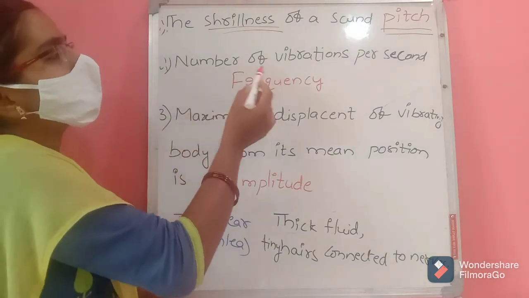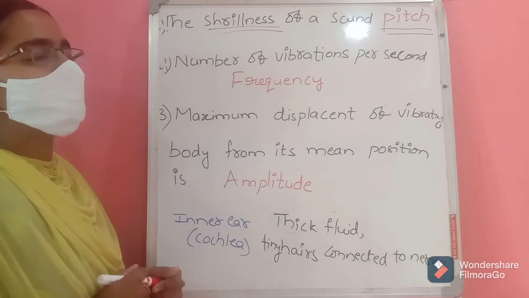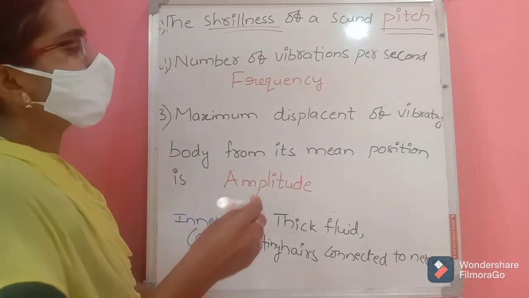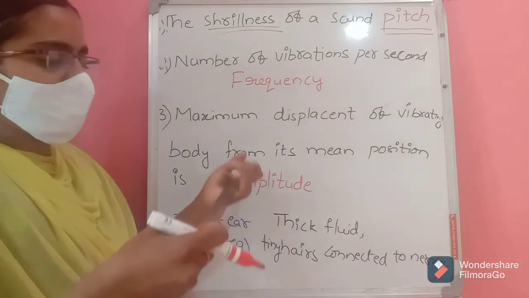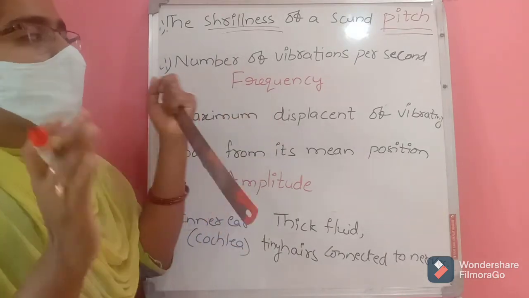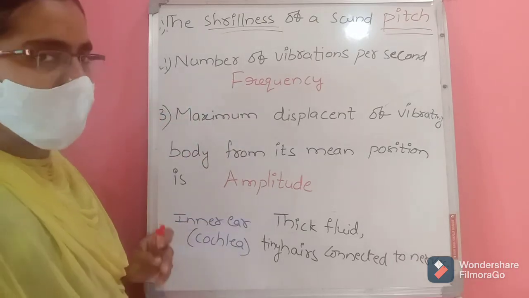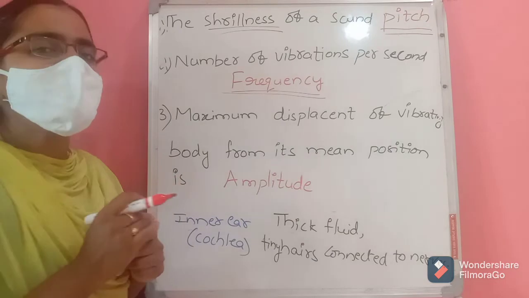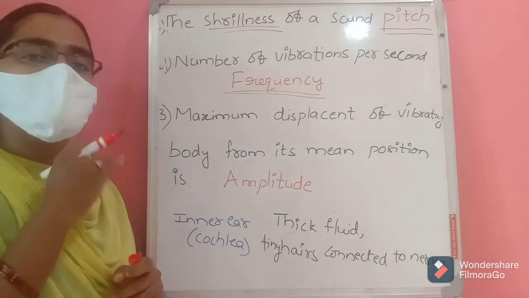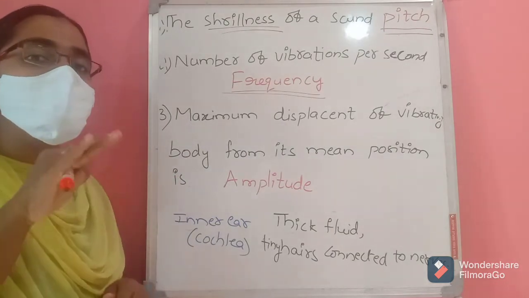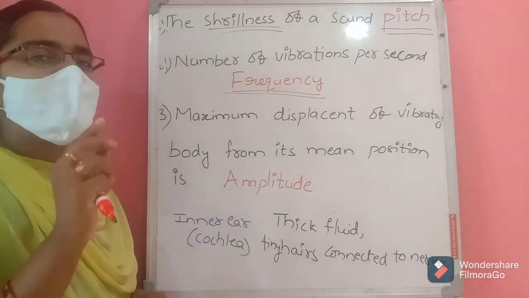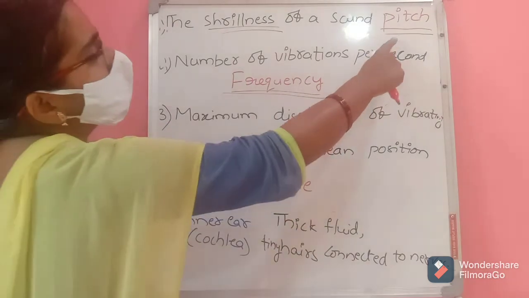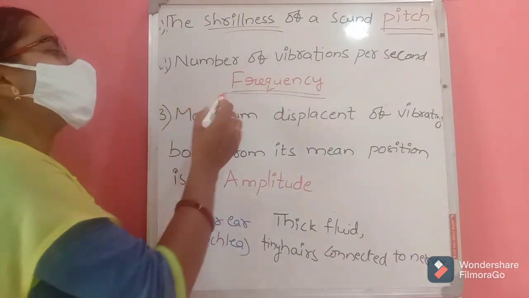Next, the number of vibrations per second is called frequency. If this is the vibrating body, how many vibrations it produces in a second is called its frequency. When vocal cord length is less, its vibrations are more, which means frequency is more. When frequency is more, pitch is also more. So this is the frequency.